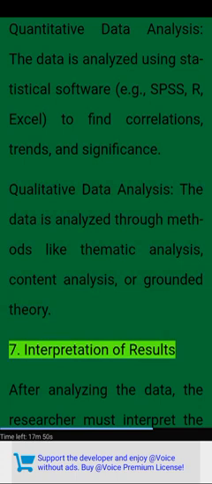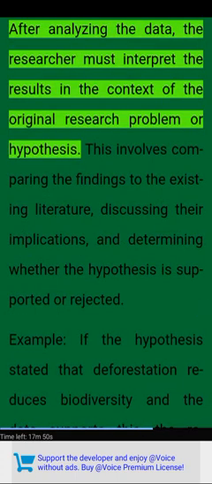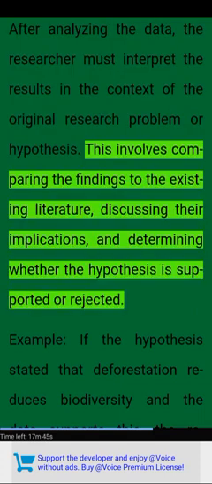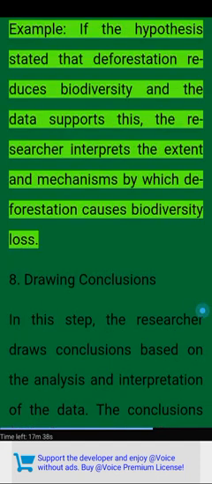7. Interpretation of results. After analyzing the data, the researcher must interpret the results in the context of the original research problem or hypothesis. This involves comparing the findings to the existing literature, discussing their implications, and determining whether the hypothesis is supported or rejected. Example: if the hypothesis stated that deforestation reduces biodiversity and the data supports this, the researcher interprets the extent and mechanisms by which deforestation causes biodiversity loss.